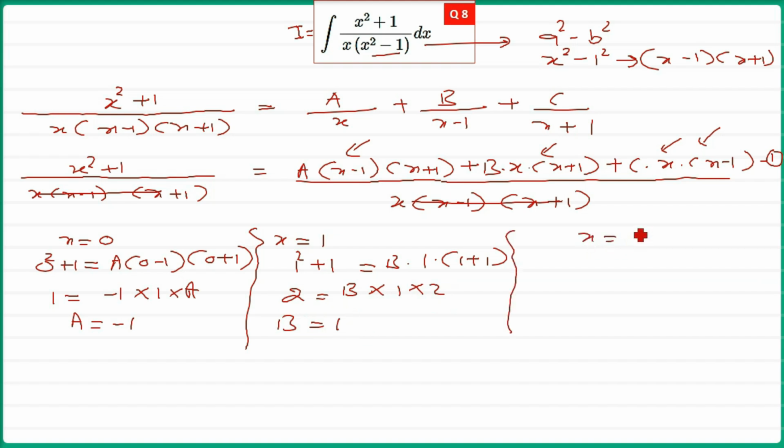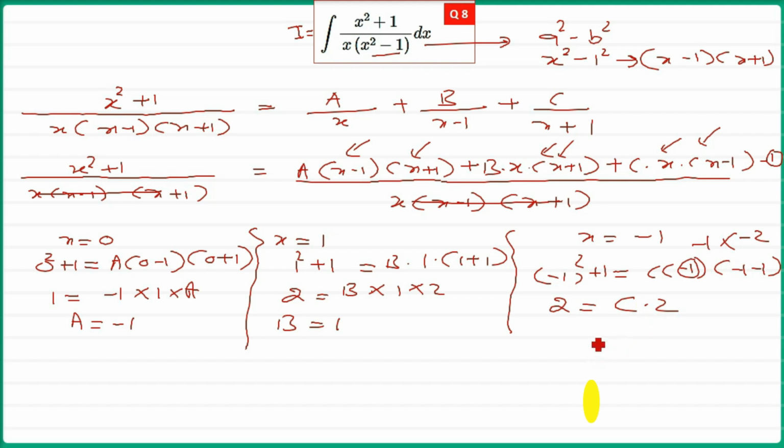The third thing is we'll place x equals to negative 1. So the first and the second term will become 0, and c will remain. On both the sides you have to place x equals to negative 1. So negative 1 whole square plus 1 will be equal to c into negative 1 into negative 2. Minus minus becomes positive, so 2 equals to c into 2. So c will be equal to 1. So this equation will be formed like this.